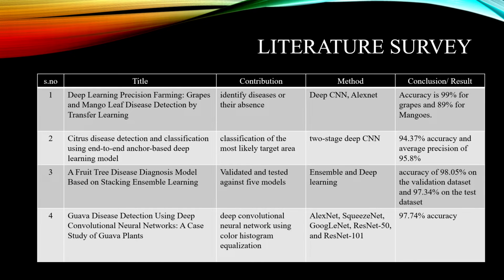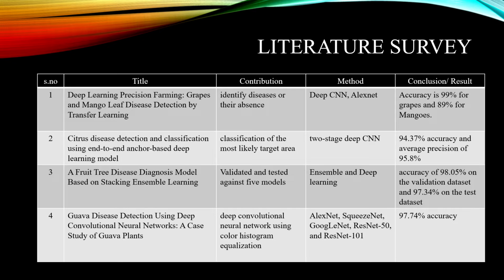We have gone through a few papers. Before we discuss our method, let's summarize these papers. First is deep learning in precision farming, grape and mango leaf disease detection by transfer learning. They identified the diseases or their absence. Deep CNN and AlexNet were the methods used, and 99% accuracy was observed for grapes and 89% for mangoes.